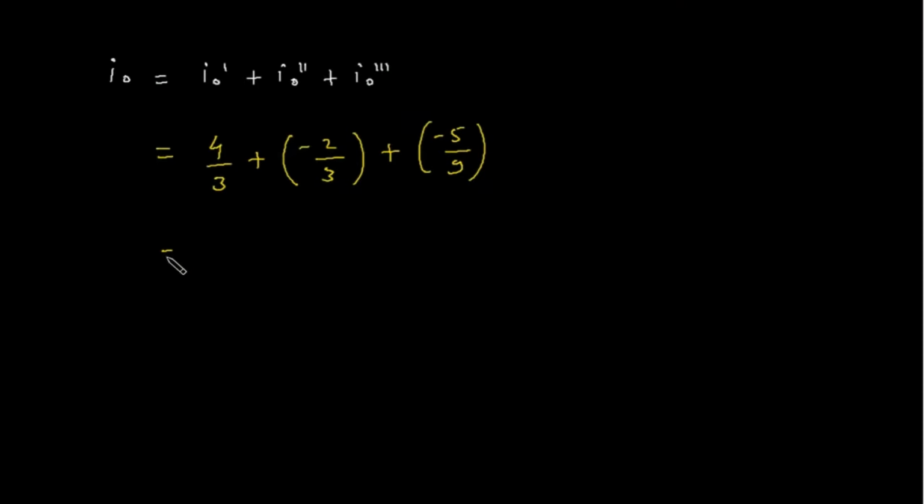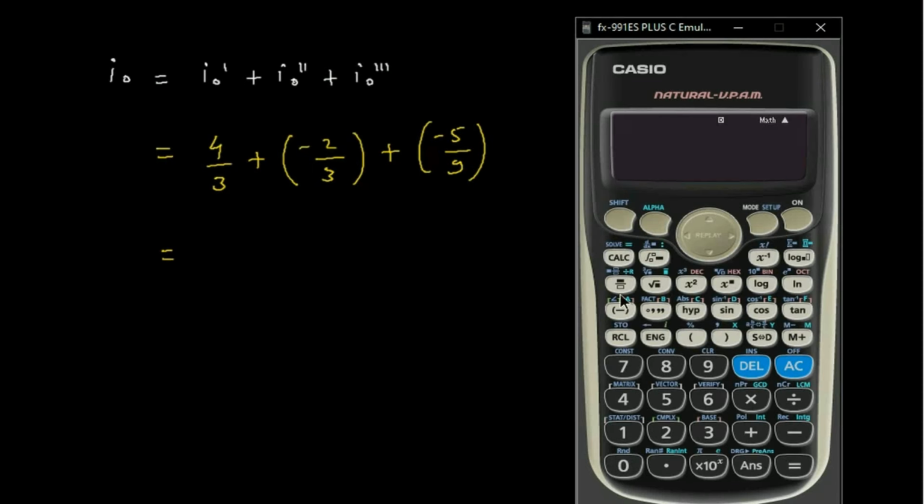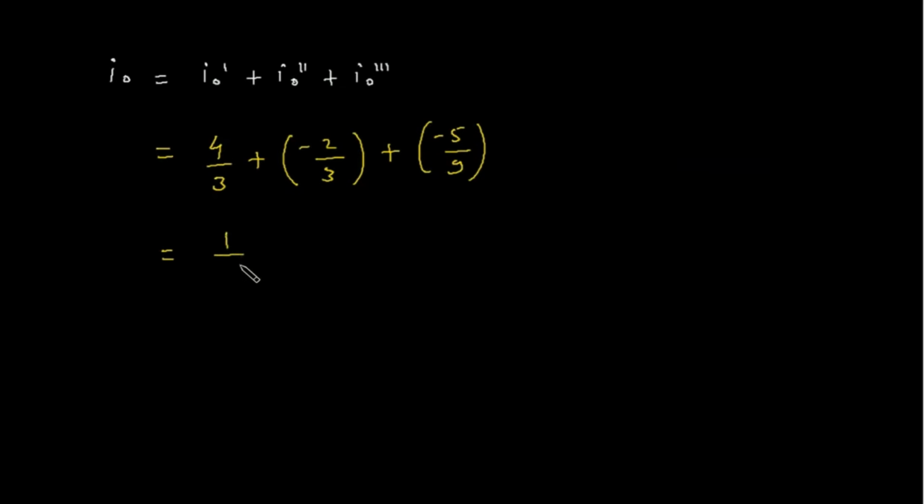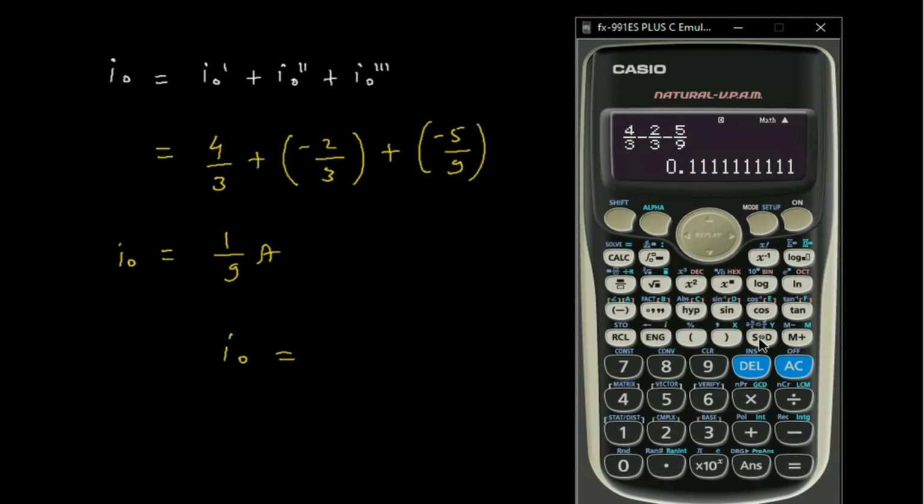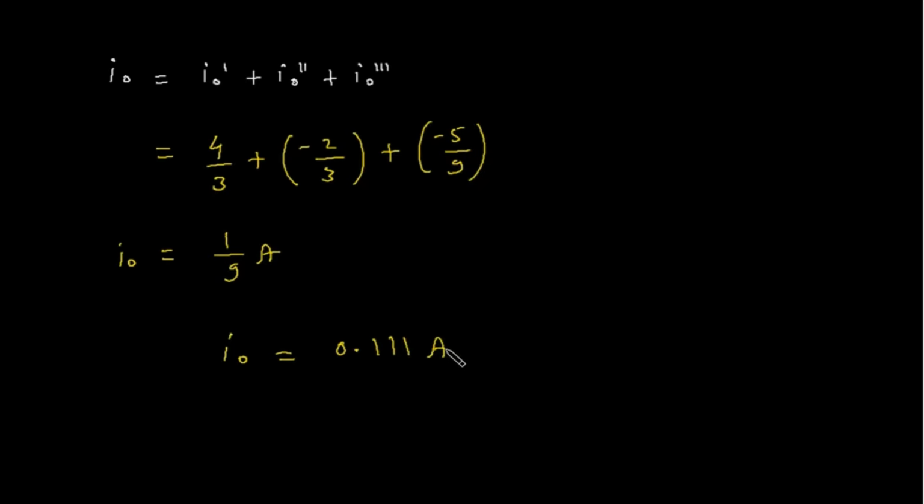So this will be 4 by 3 minus 2 by 3, then minus 5 by 9. This will be 1 by 9 ampere is the value of I0, or I0 is equal to 0.111 ampere. This is the value of I0.